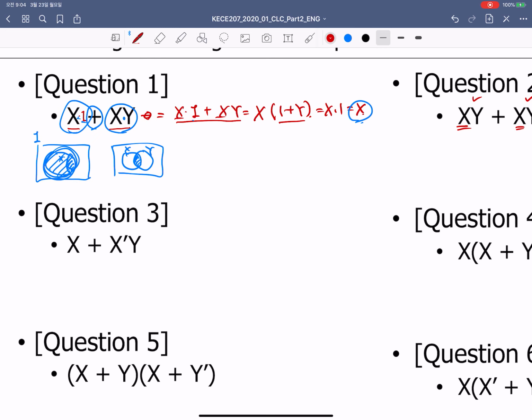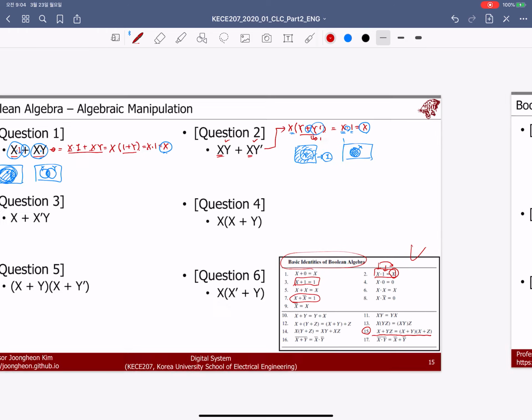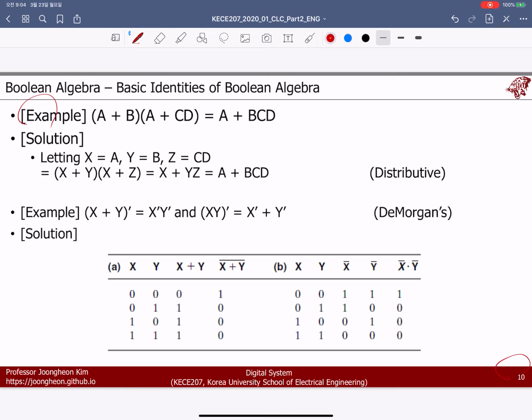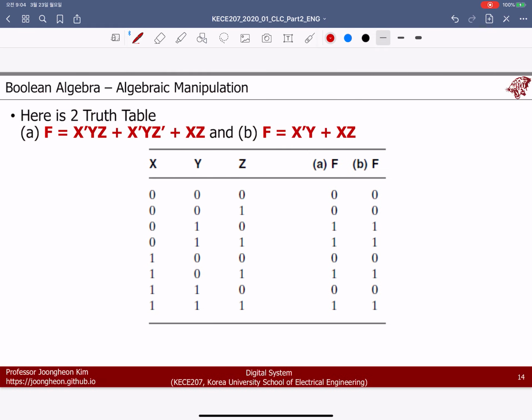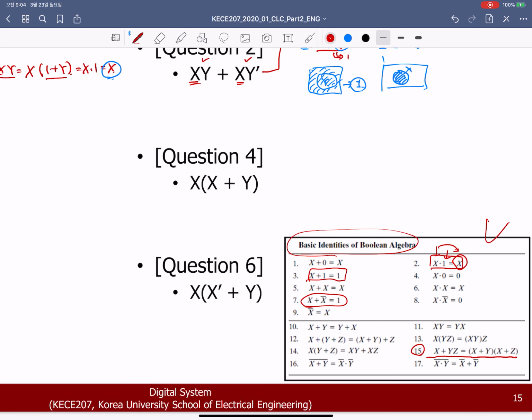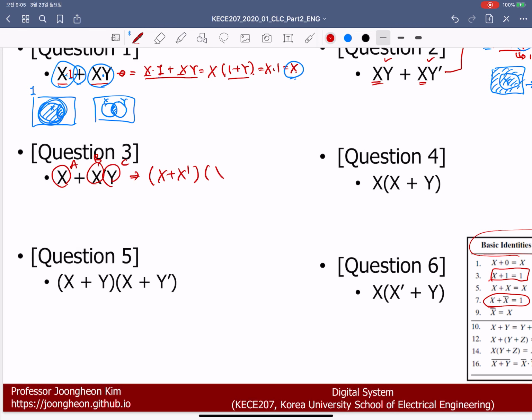For the next one, you have another example. You can use number 15. We did this one in our previous example on page 10. If you want to review this problem, you can go to page 10. Then we did the same thing. Here this can be A, this can be B, this can be C. Then as we did in number 15, with the identity rules, you can say that this is x plus x prime, this is x plus y.